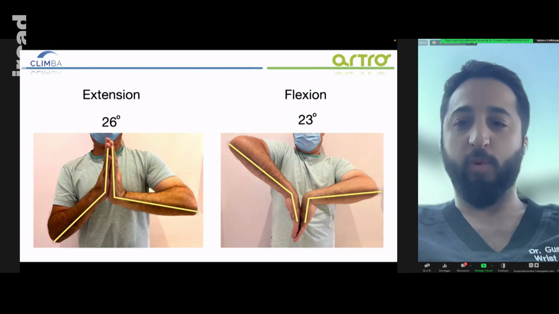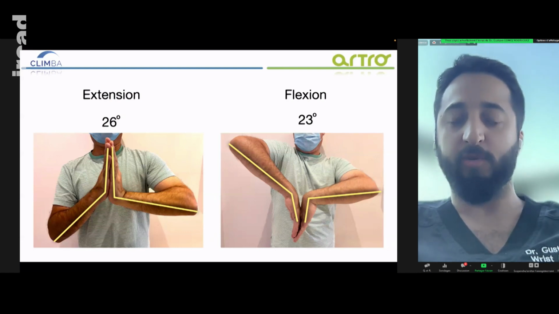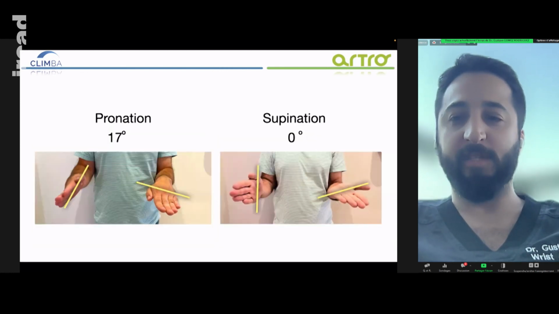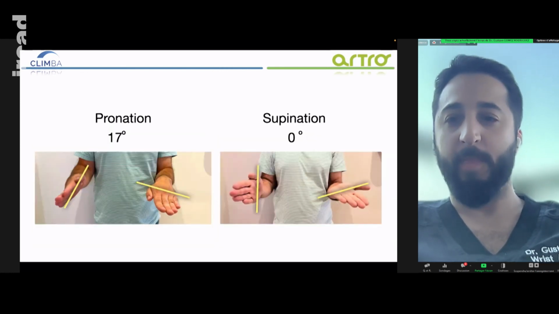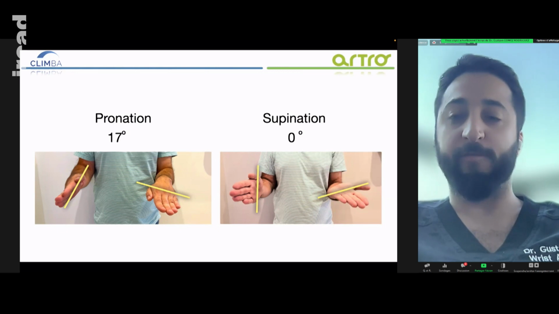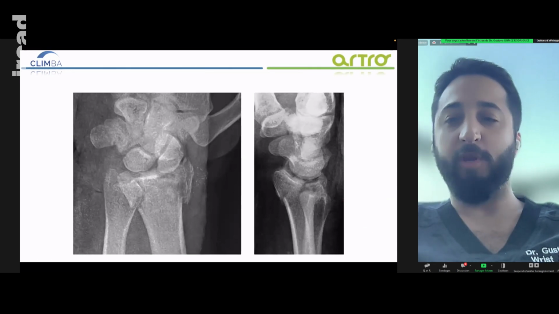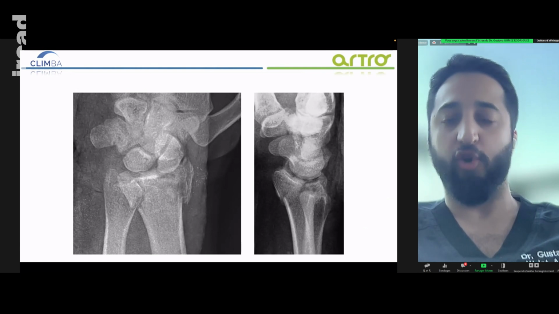He came to us with a pain of 2 points on the VAS scale. He had 26 degrees of extension, 23 degrees of flexion, 17 degrees of pronation, and nothing of supination, as you can see at the right of the screen, which was, of course, very limiting to all the activities of these patients. Fortunately, the patient came to us with the X-rays that he had prior to the surgery.